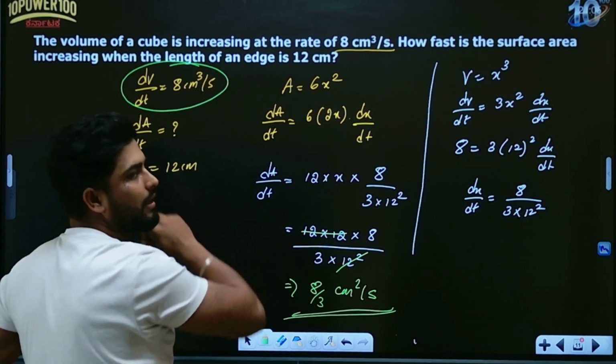But why they have given dV by dt instead of dx by dt is to find out that dx by dt.